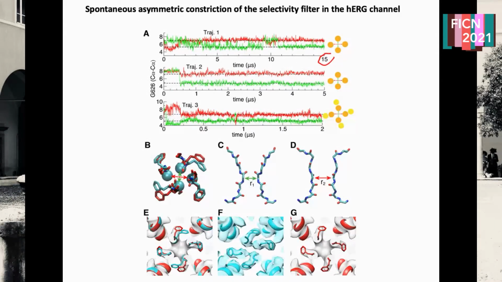What you see is that the channel will pinch, but it will be an asymmetric pinch, spontaneously. We did that a few times. The asymmetric pinch is reproducible and happens sometimes faster than other times, but it's asymmetric. That means two subunits are constricted and two subunits are not so constricted. In the EM structure, the density from EM, in red, is fourfold symmetric.